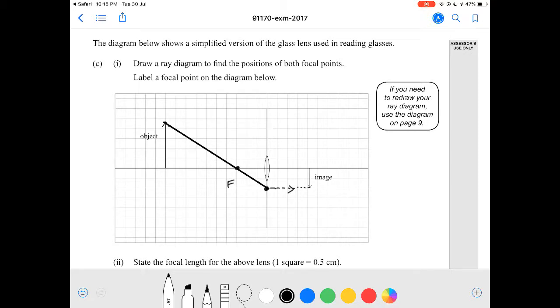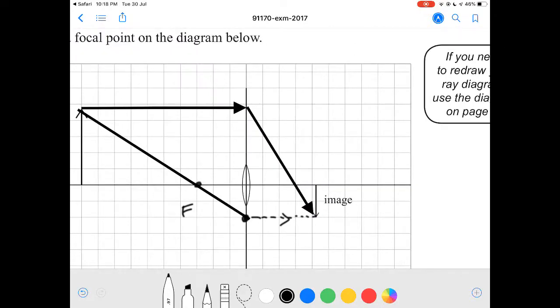Our focal point is the same on both sides, but you can also use another rule. Another rule says that if the ray passes parallel to the horizontal axis, then it will pass through the focal point to the image. So that's how you find your second focal point, by using a rule. But you know that on both sides the focal point is the same, so it should look something like this. Once again, our focal point will be here.